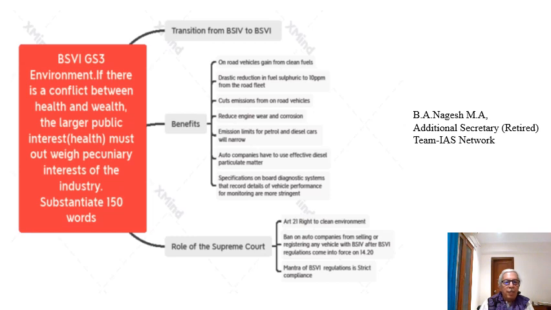If there is a conflict between health and wealth, the larger public interest, that is health, must outweigh the pecuniary interests of the industries. So in our answer, what the examiner wants to know from you is, what is this conflict between health and wealth, and which should prevail? The question says health shall outweigh the benefits or interests of the industry. It is in this background that we speak of the transition from BS4 to BS6.